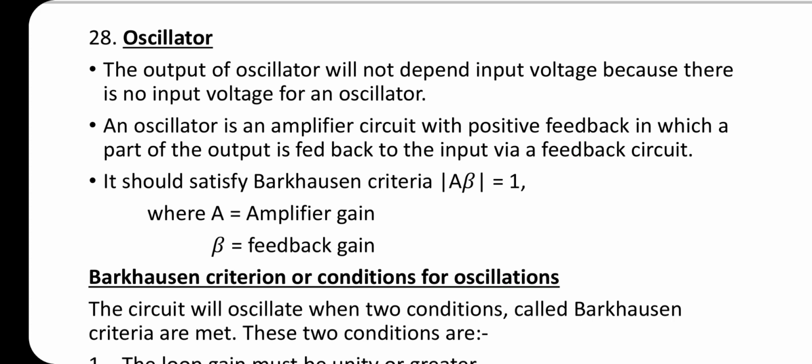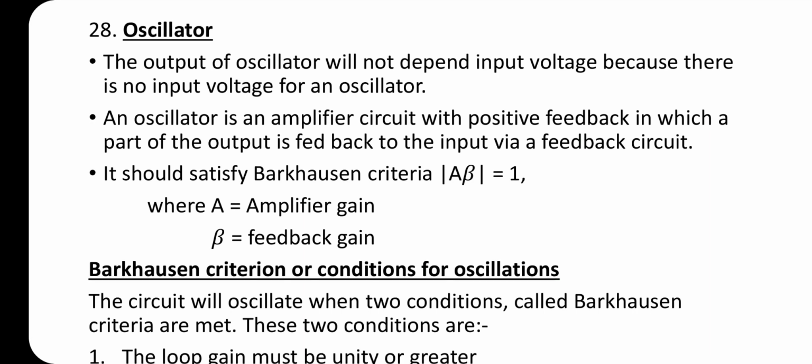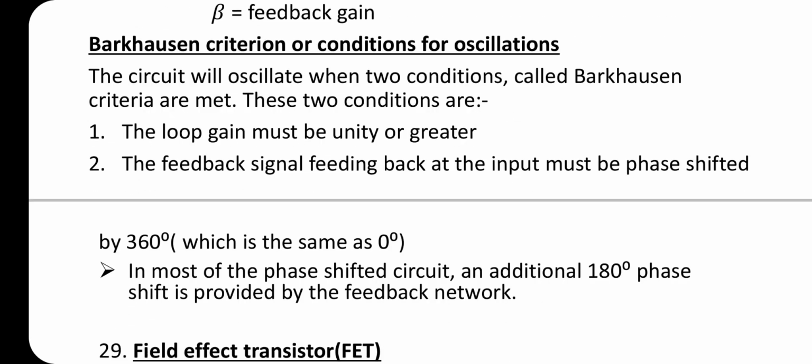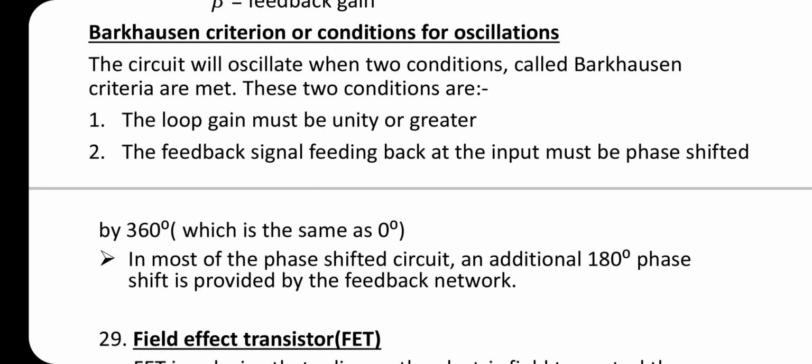Oscillator. The output of an oscillator will not depend on input voltage because there is no input voltage for an oscillator. An oscillator is an amplifier circuit with positive feedback in which a part of the output is fed back to the input via a feedback circuit. It should satisfy the Barkhausen criterion, A beta equal to 1, where A is the amplifier gain and beta is the feedback gain.